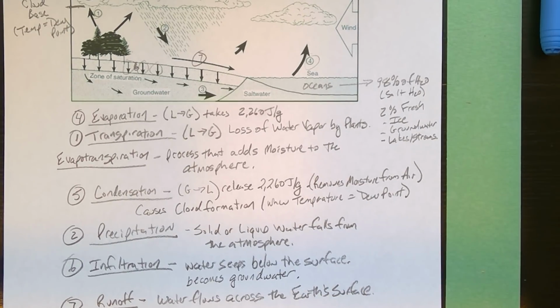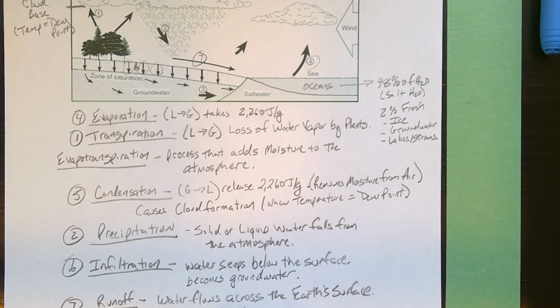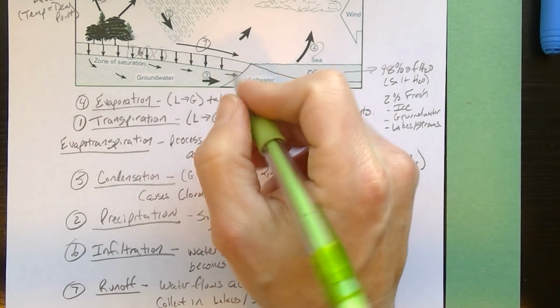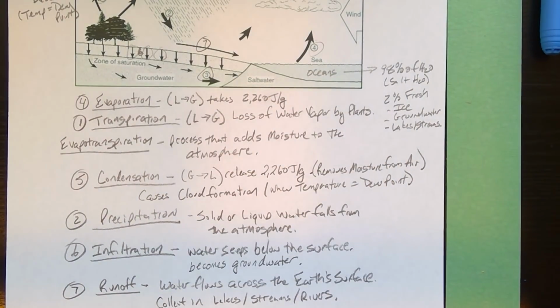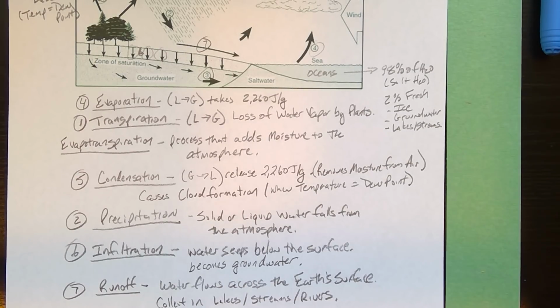All right. When that happens, it's going to collect in lakes, streams, rivers, but eventually it's all going to return and it's going to be pulled back by gravity to the oceans. Now, one thing that we haven't discussed in this diagram yet is what they show you as number 3. So number 3, I would essentially tell you, is groundwater movement.